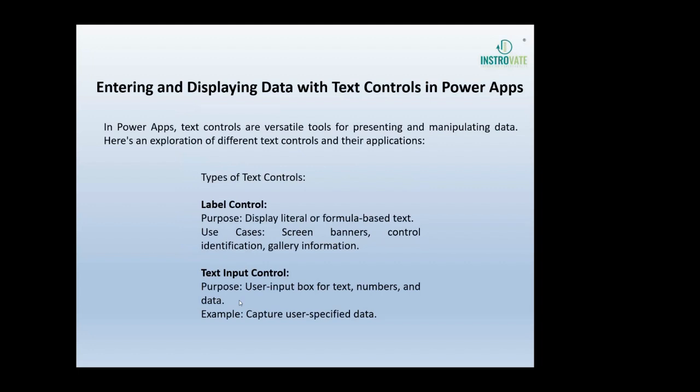Now, entering and displaying data with text controls in Power Apps. Text controls are versatile tools for presenting and manipulating data. First is the label control. Its purpose is to display formula-based or literal text. Use cases include screen banners, control identification, and gallery information. So by using this control, you can simply display text or a formula. Basically, if you want to add a banner, you can use the label control in your application.